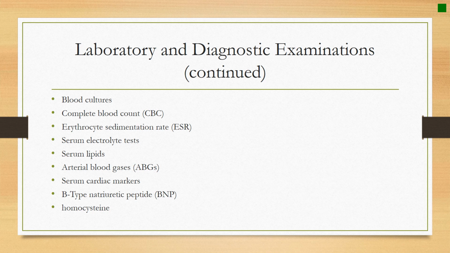CBC, or complete blood count, determines the number of red blood cells and white blood cells per cubic millimeter, also white blood cell differential, platelets, H and H. Low hemoglobin indicates anemia. Elevated red blood cells indicate the body is compensating for chronic hypoxemia, often noted in heart failure. Elevated white blood cells indicate infection or inflammation.